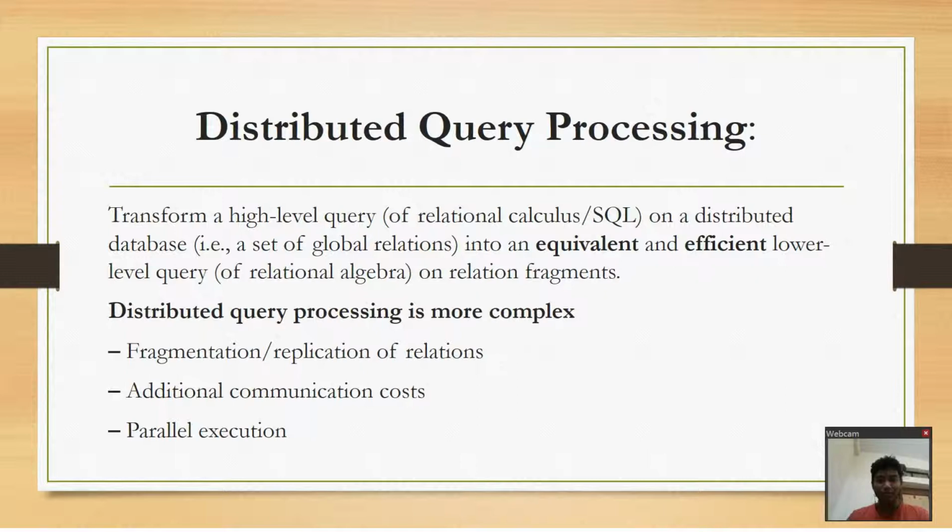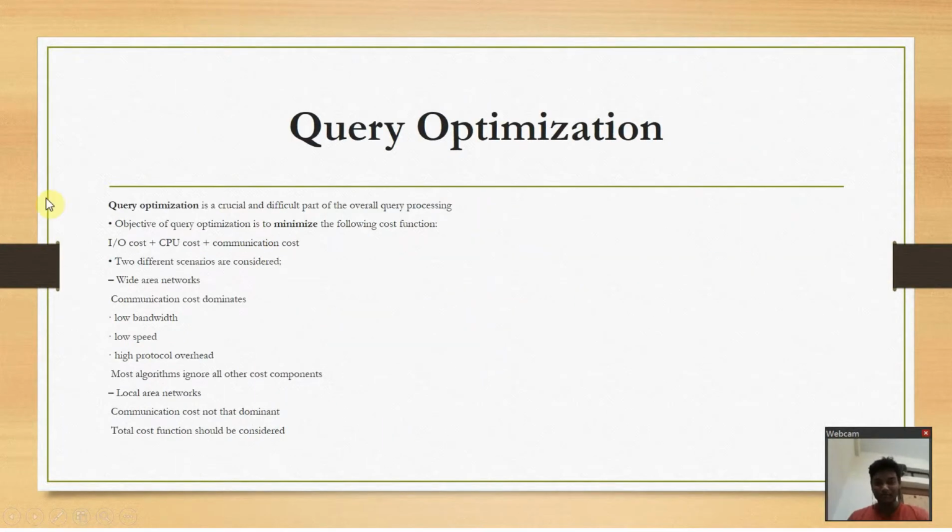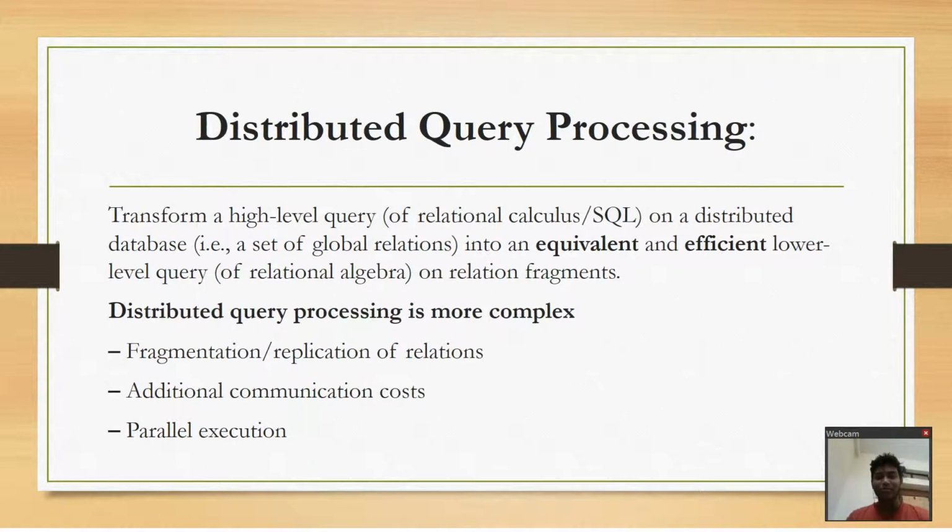So in distributed query processing, what happens? It transforms a high level query on a distributed database into equivalent and efficient lower level queries on relational fragments. In the normal sense, it's similar to a place where there is a higher authority. That higher authority has many lower authorities who work under him. When the higher authority is given a job, he gives the same job to these multiple people. They get their own answers for that same job and give them back to the higher authority. And after processing, he answers back to the person who asked the question.